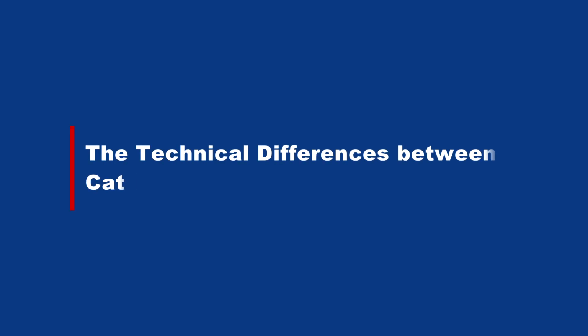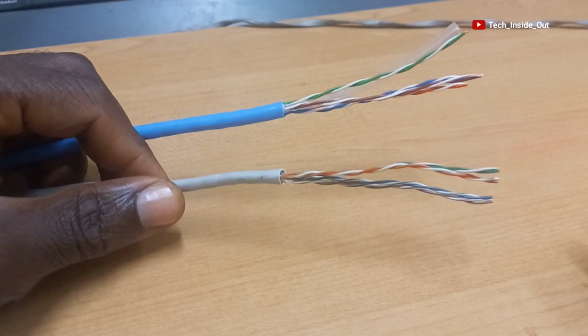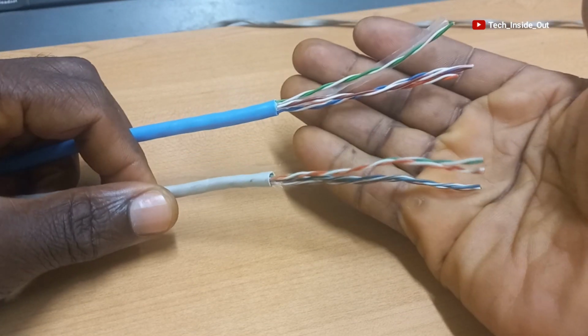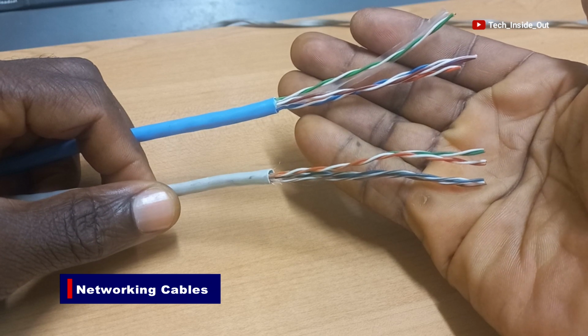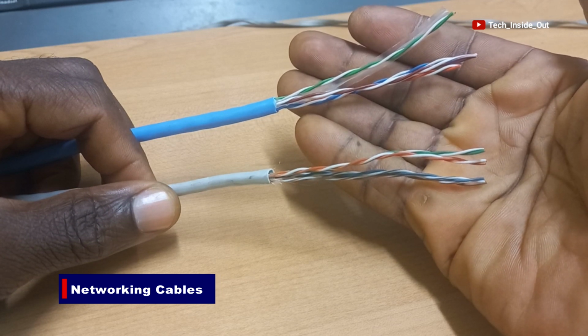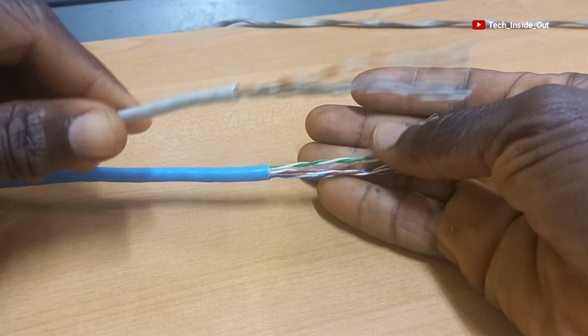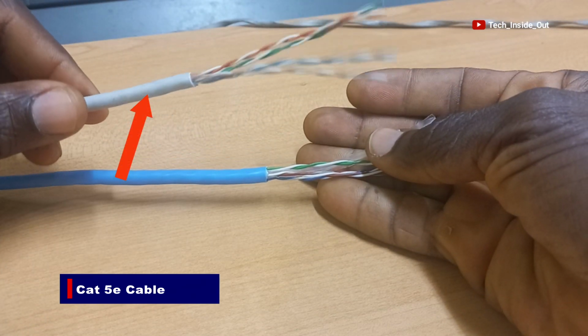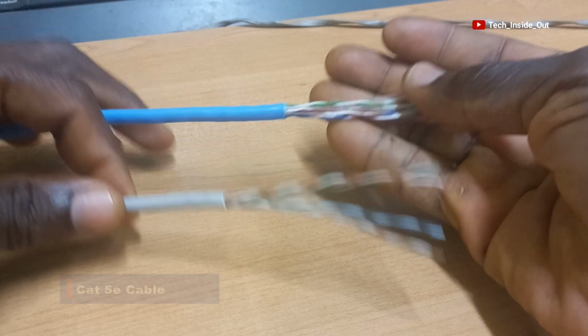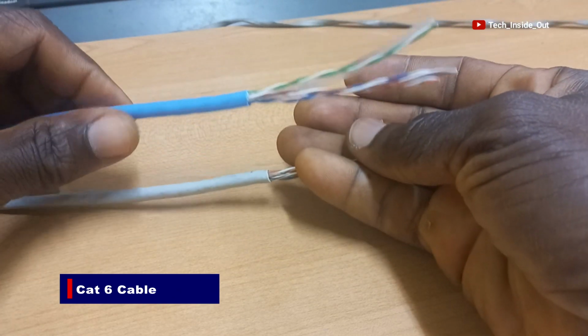In this video, we are looking at the technical differences between Cat5 and Cat6 cables. The two cables you see here are both networking cables, and these cables can be used to connect devices on a network. This one is a Cat5e cable, and this other one is a Cat6 cable.